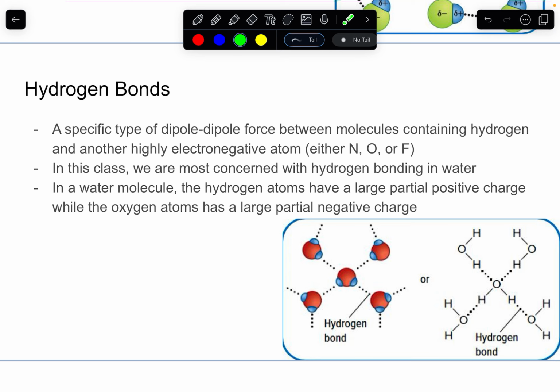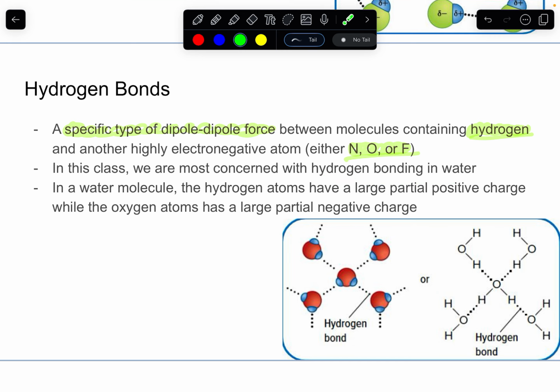Hydrogen bonds are next. These are the strongest type, and these are just a specific type of dipole-dipole forces. And these can only occur when we have hydrogen and one of these three elements. So you can only have hydrogen bonding with hydrogen and one of these three elements. In this class, we're going to focus most on how hydrogen bonding applies to water.